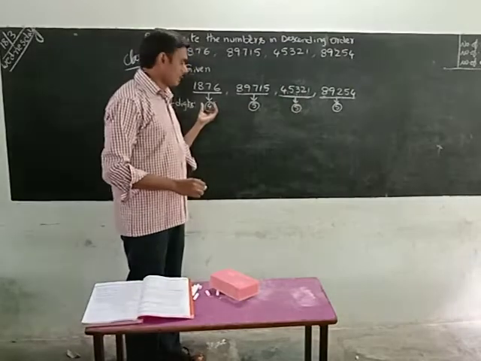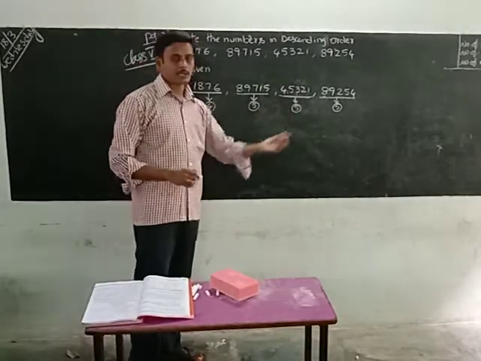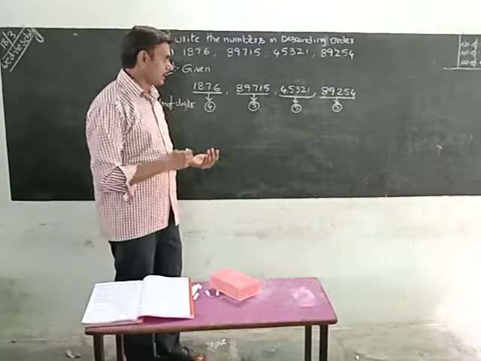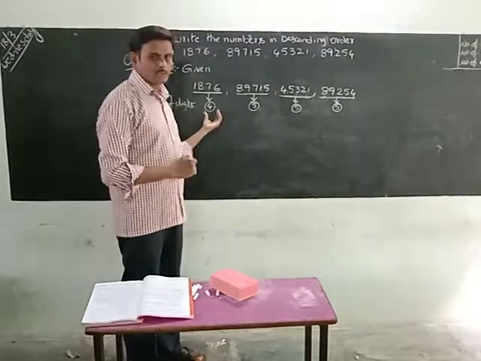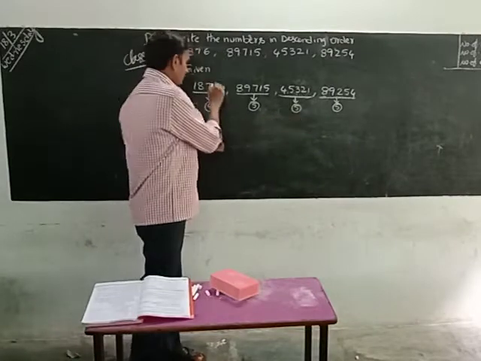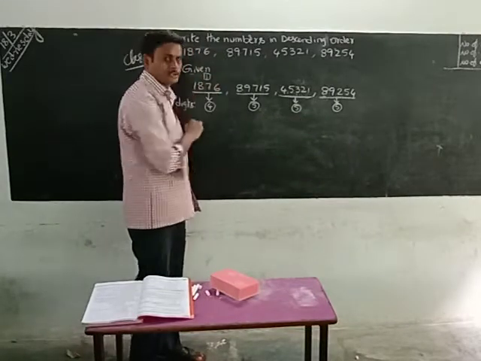The first number has 4 digits. The remaining numbers have 5 digits. Okay, can you decide which is the smallest among these? The 4 digit number is smaller compared to the remaining numbers. So this is the first place.